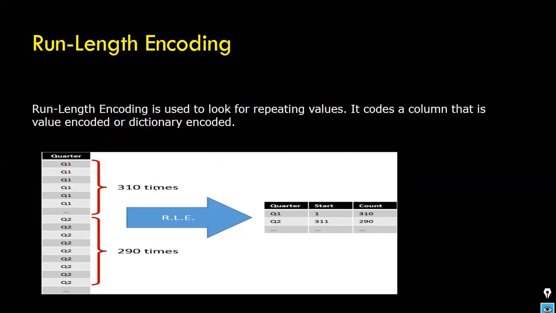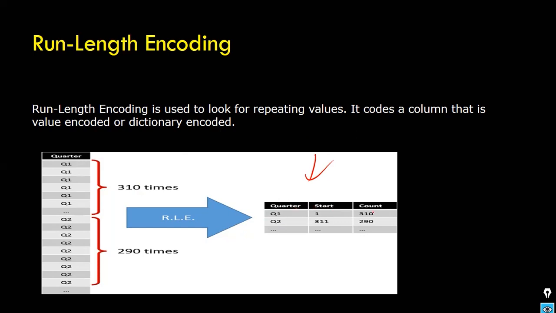Almost 310 times repeated. And in this case, Q2 occurs 290 times. The number of occurrences of Q2 is 290 times. Similarly, here it is 310 times. So here, you're also building kind of a dictionary. For this, they create some kind of dictionary here.